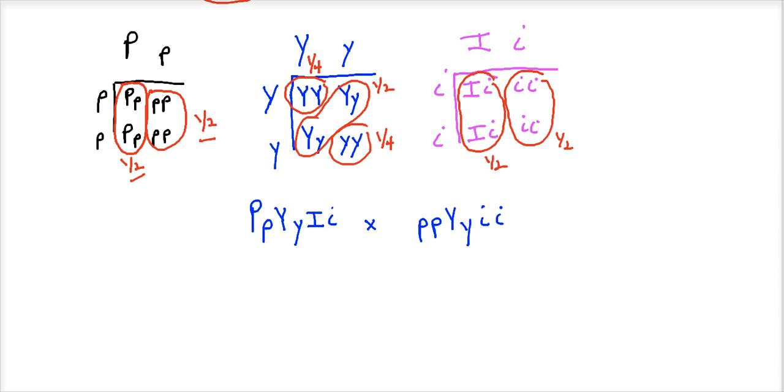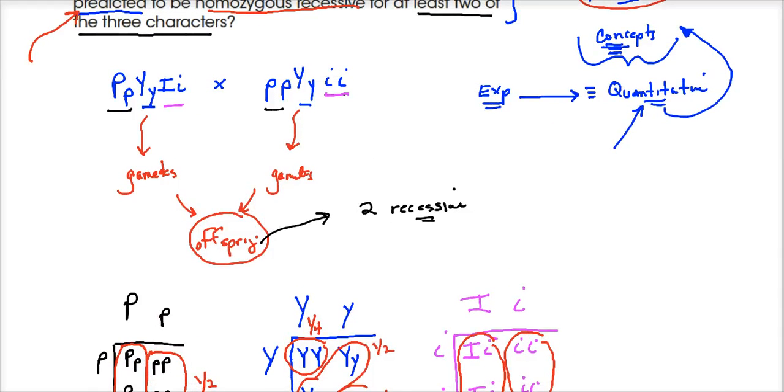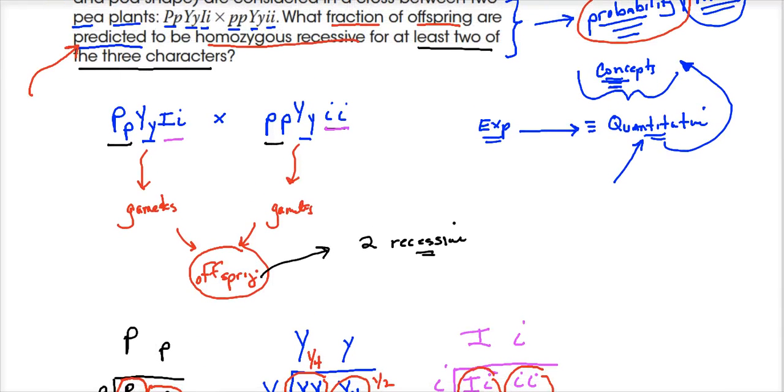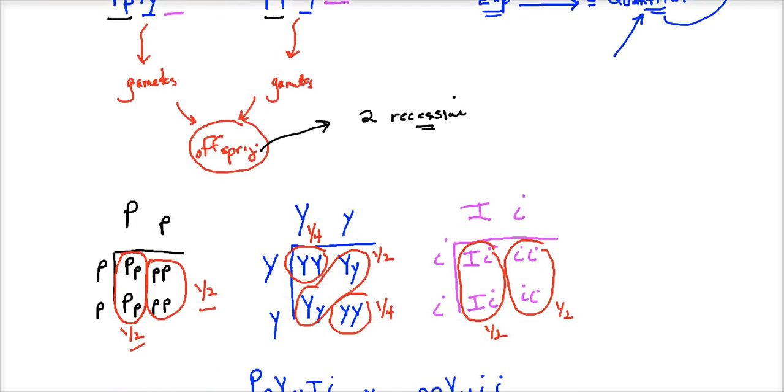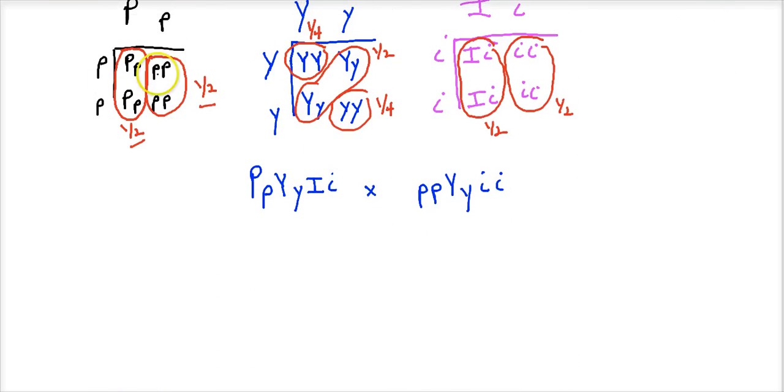Okay, so what are our possibilities? Now we're not looking for all the possibilities. All I'm looking for is what fraction of the offspring are predicted to be homozygous recessive. That means 2 of these for at least 2 of the 3 characters, which means we can have 3 recessives. Okay, so let me talk about what they want here. So when these cross, and here are our possible combinations, I'm looking for 2 out of the 3.